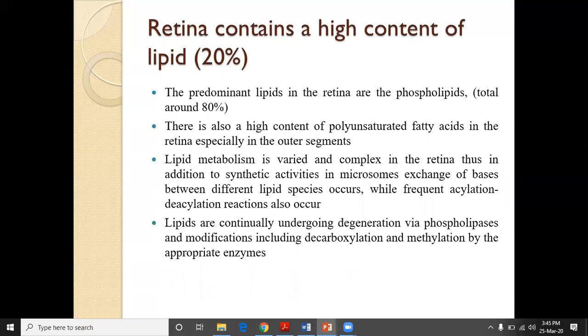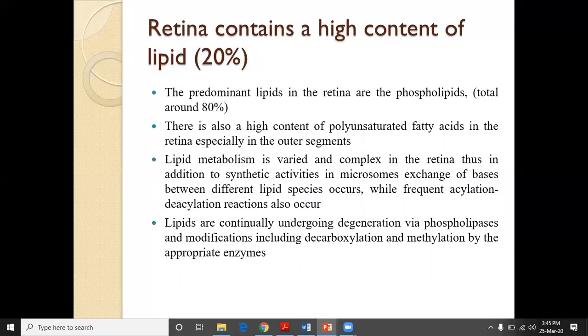The retina contains a high content of lipid. The predominant lipids in the retina are phospholipids, around 80 percent. There is also a high content of polyunsaturated fatty acids in the retina, especially in the outer segments, mainly the RPE, rods and cones.